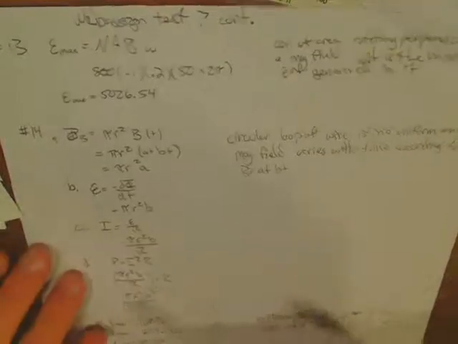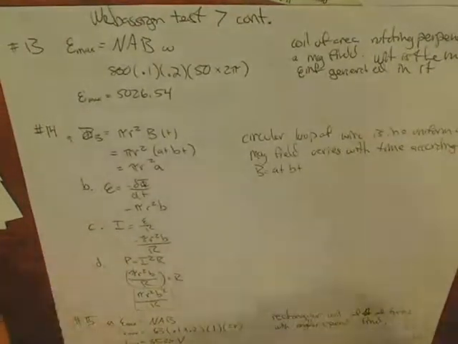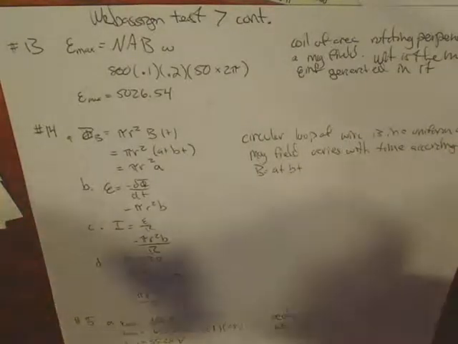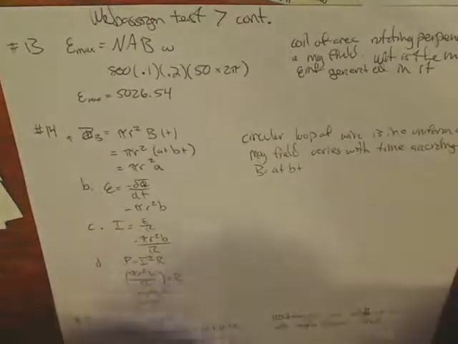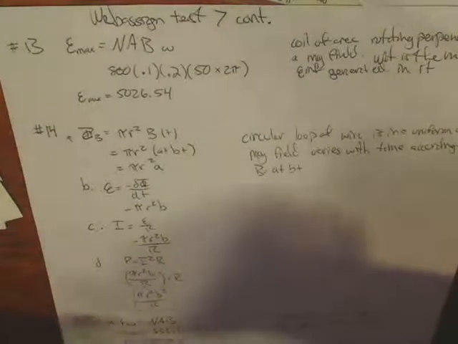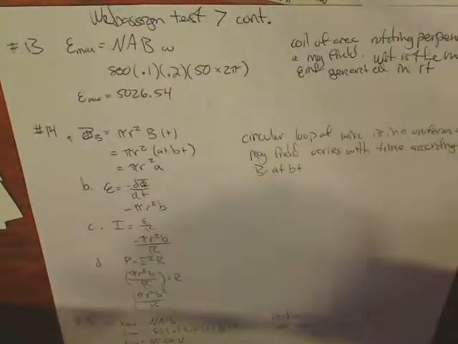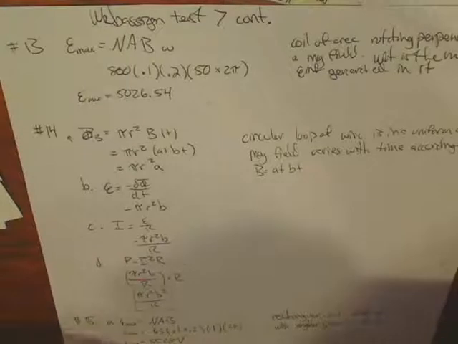Okay, Mr. Keller, this is the second in a series of 2 videos containing the corrections for WebAssign test number 7. This will continue with number 13, which asks: the coil of area rotating perpendicular to a magnetic field, what is the maximum EMF generated within it?